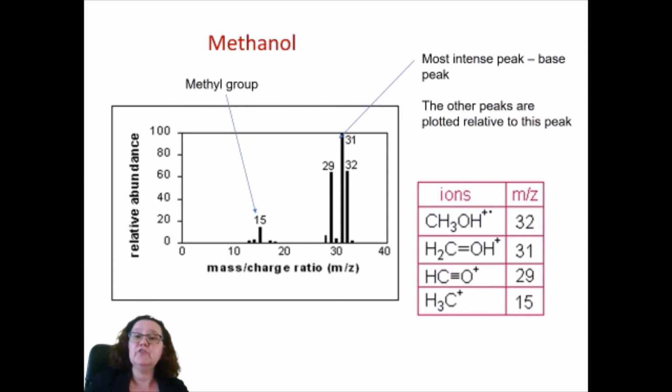That most intense peak is called the base peak, and it's given a value of 100%. And all the other peaks are plotted relative to that peak. And that is why the y-axis of our mass spectrum is called relative abundance. How abundant are all those peaks with respect to the largest peak that is given the value 100.